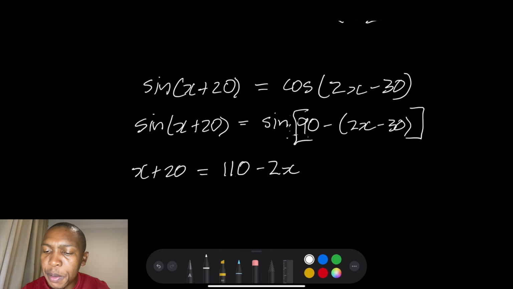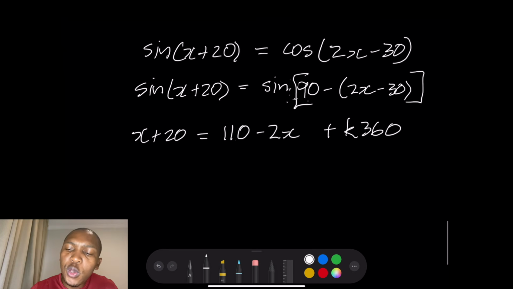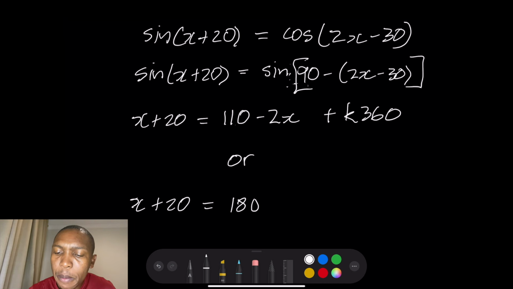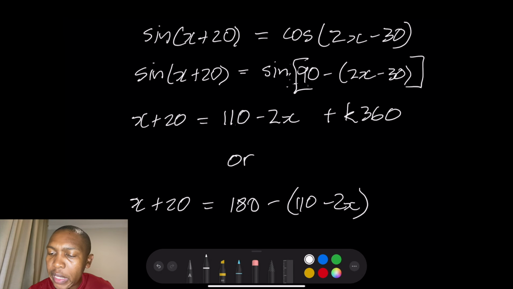But just keep in mind, this is plus k360, but because you're dealing with sine now, of course you'd solve this. The other one would be x plus 20 is equal to, now you keep in mind, it would be 180 minus that 110 minus 2x, plus k360.